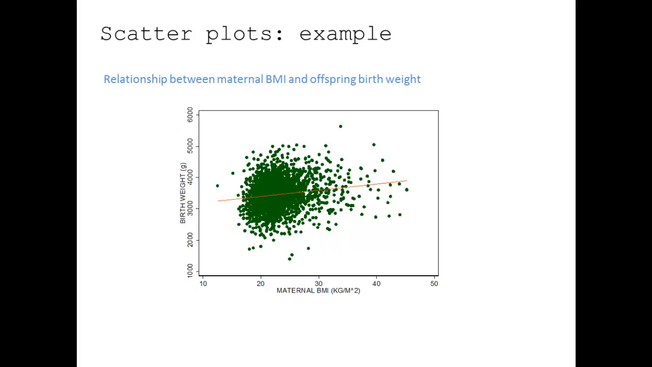However, it's worth saying that just because this relationship is weak, it does not mean that it's unimportant. As we'll discuss more in later videos, if the relationship is causal, then shifting the entire distribution of maternal BMI up by only 1 kilogram per metre squared might have important public health implications with respect to the entire population, because it will shift the whole distribution of birth weight up, which is a lot of people.